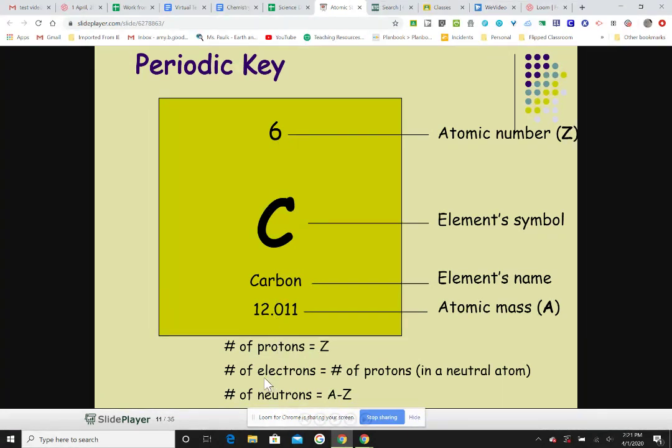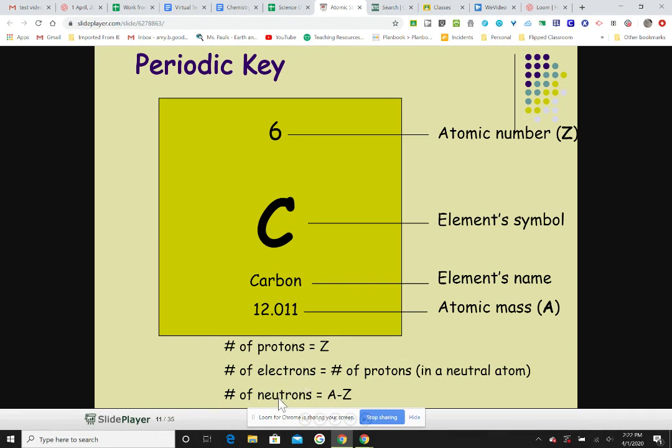Also, you can see down here that my number of electrons is equal to my number of protons. Since they are always going to give you your atomic number, you automatically know how many protons you have, and if you know the protons, you know how many electrons there are.